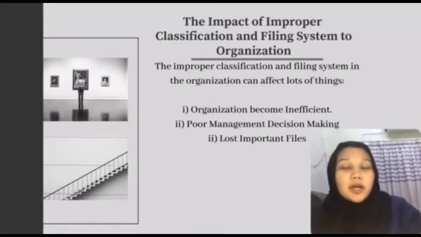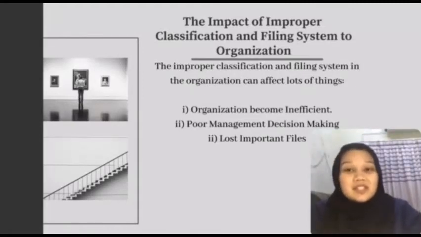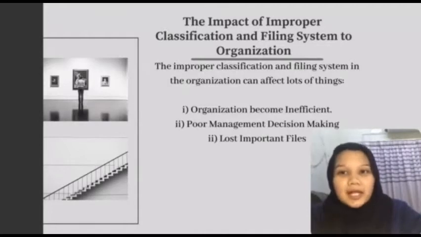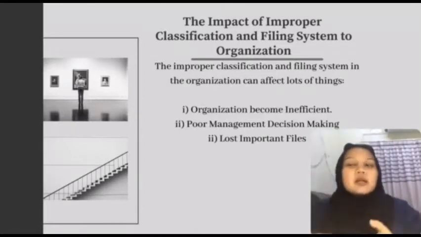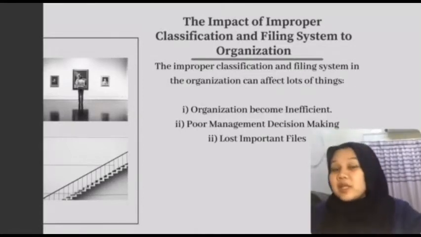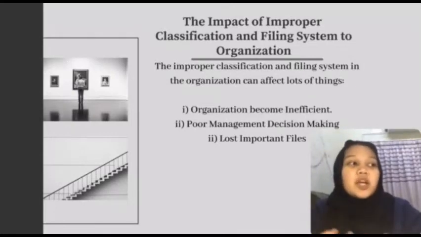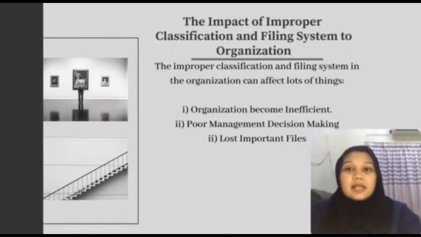Next, the impact of improper classification and filing system in an organization is poor management decision making. For any decision in the organization, we need to refer to the file first. This action must be taken to ensure that the organization makes an accurate decision. A proper classification and filing system in an organization is important to ensure that the organization can increase transparency and effective corporate governance.